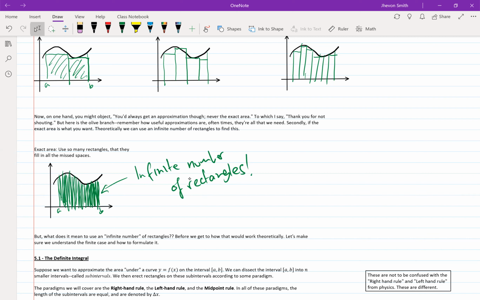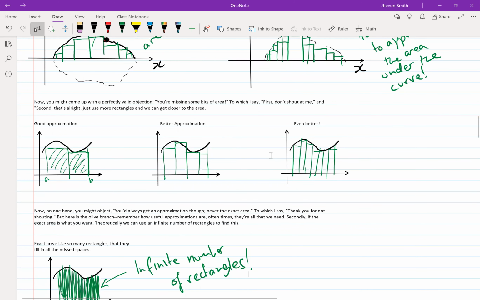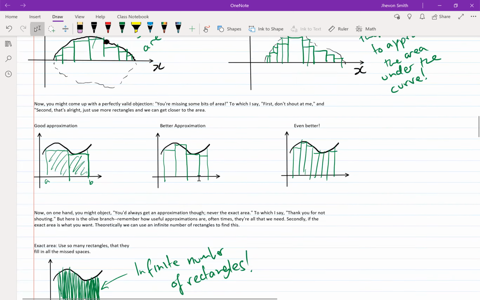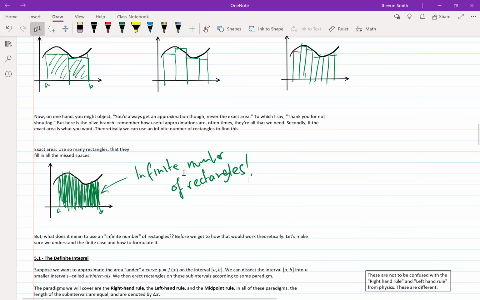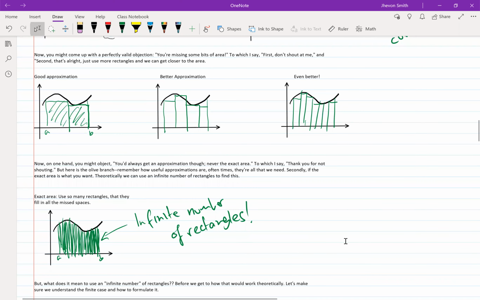Right? So it's filling in all these little spaces that you're caring about. And if there's a space that's still too large that you care about, let's throw in some more rectangles. There's always more, right? The more rectangles we use, the better the approximation is going to get, because the more space we'll be filling in, right? And so if you want to fill in all the space, theoretically what you would have to do is use an infinite number of rectangles.